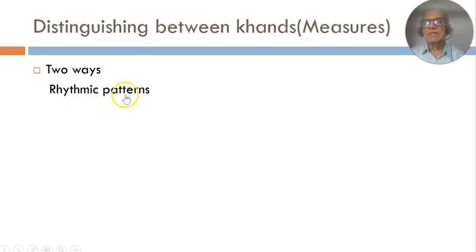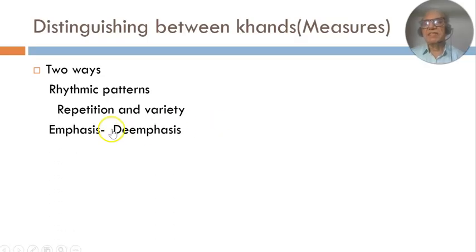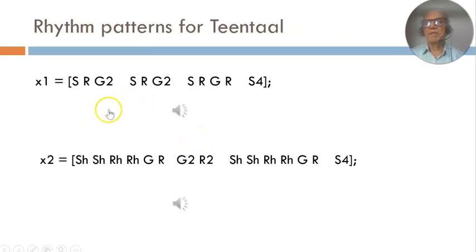One is by rhythmic patterns, and within the rhythmic patterns you use repetition and variety, which will tell you how to distinguish between measures. We shall see examples of this. The other is emphasis and de-emphasis, but right now in this session we are going to concentrate only on repetition and variety. Alright. So let me give you some rhythm patterns for teen tal.